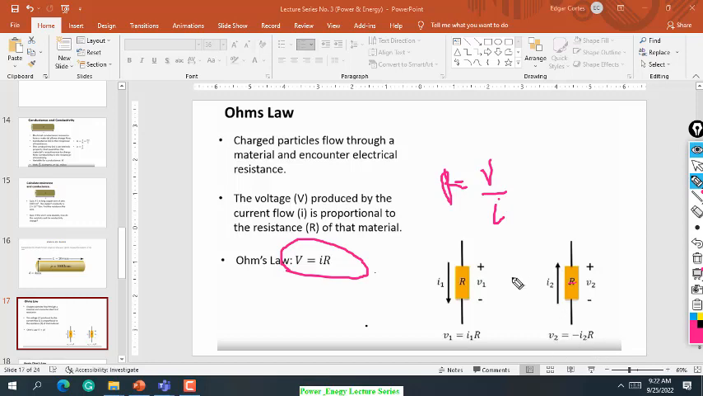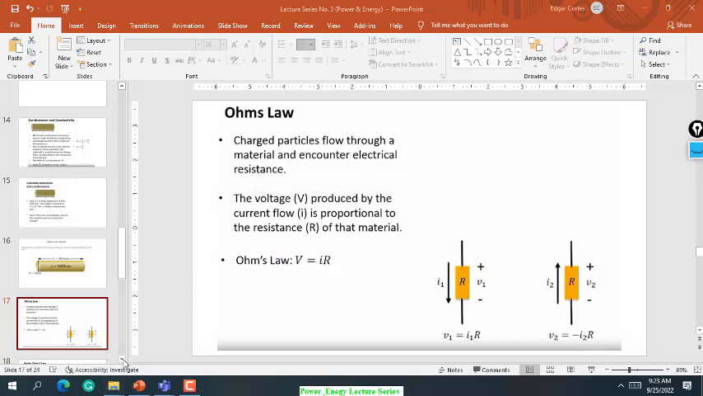And here also V over I. So R equals negative V over I. The difference between positive and negative is whether the power is generated or consumed. Okay? So that is the difference. Next.